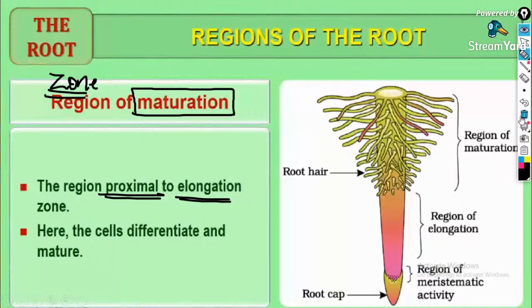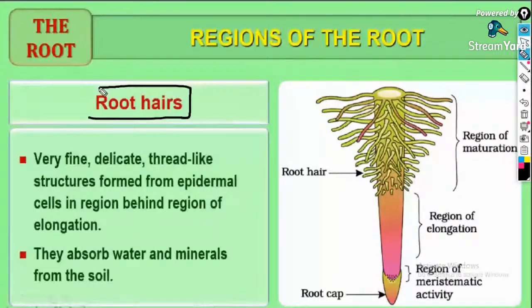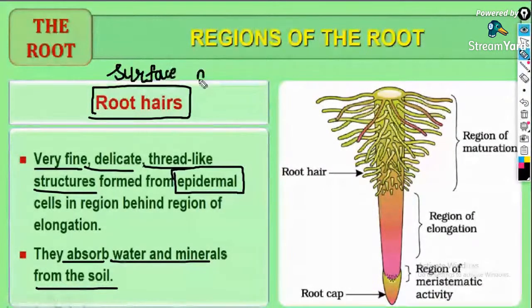Last and the final thing, that is the root hairs. They are very fine, delicate thread-like structures. And from where are the root hairs originated? From the epidermal cells. From the epidermal cells they absorb water and minerals from the soil. What is the function of root hair? The root hairs are present in order to increase the surface area for absorption of water and minerals from the soil.